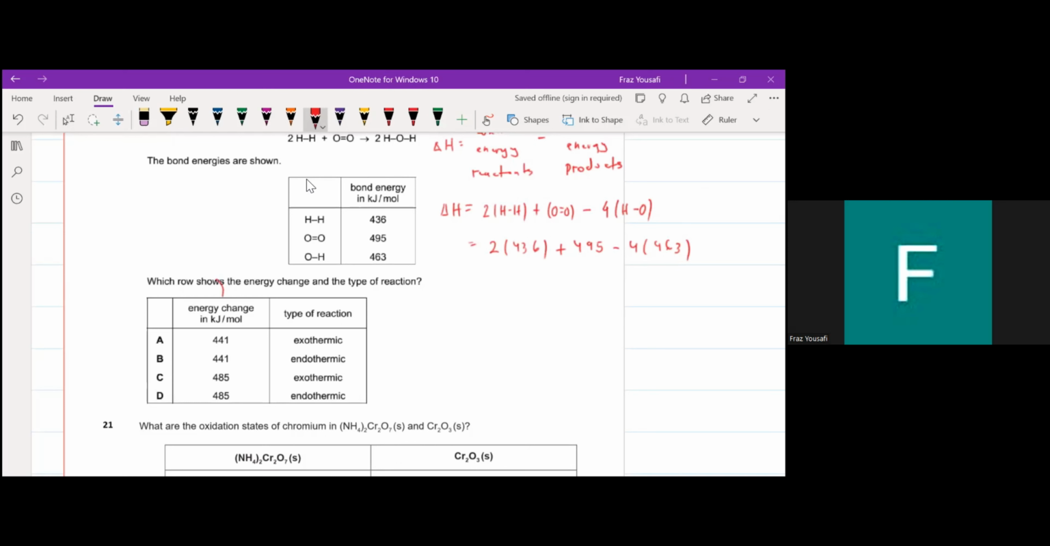Now, here's the thing that they've done. They've only given you the value, not the sign. So you've been given the scalar magnitude, and then by using the sign that you got in your calculation, you were to deduce whether it's exo or endo. The answer is C.